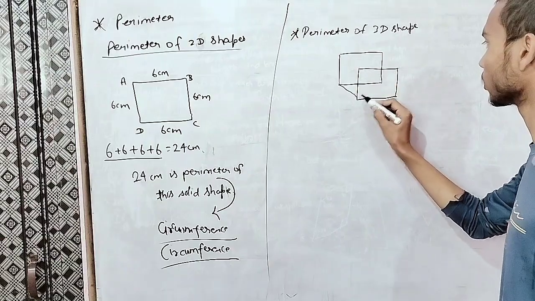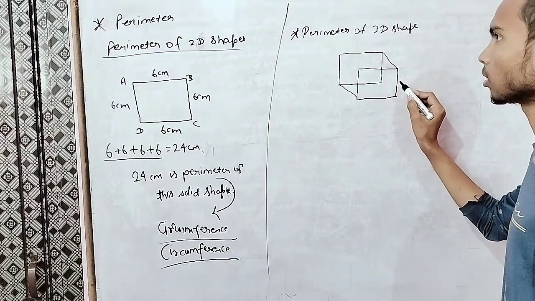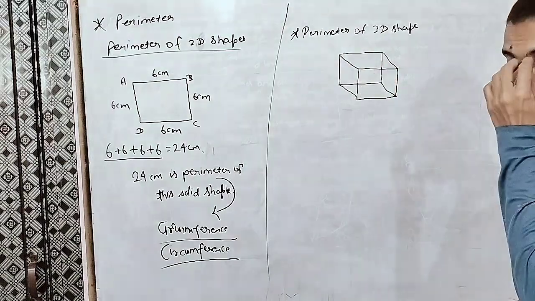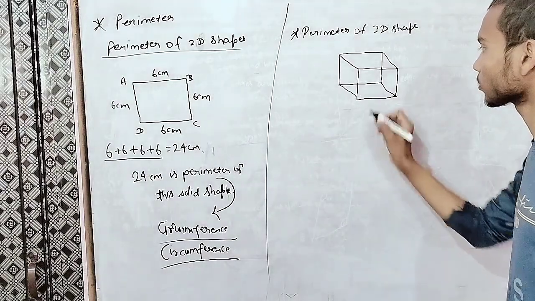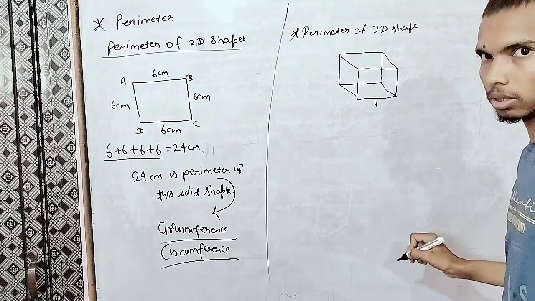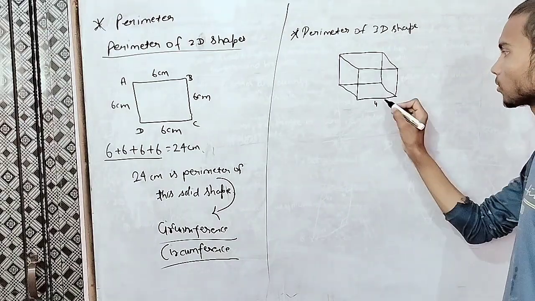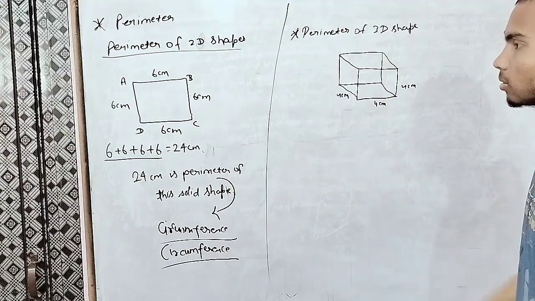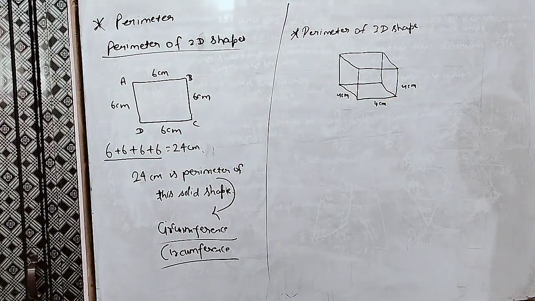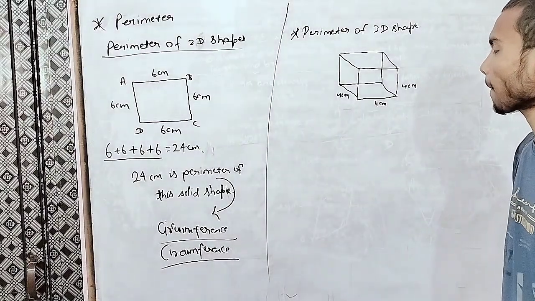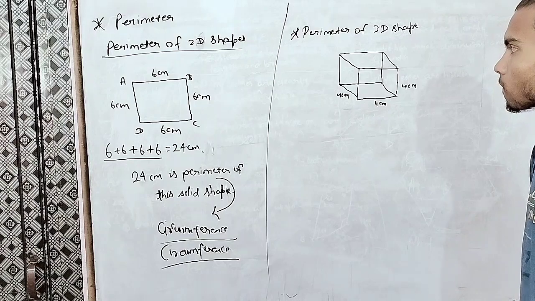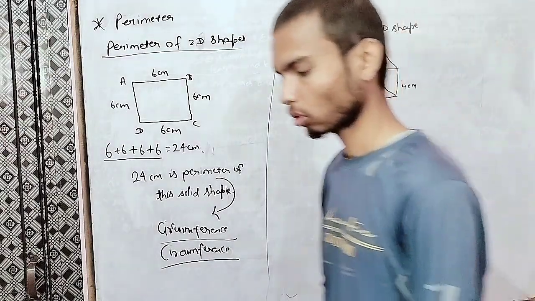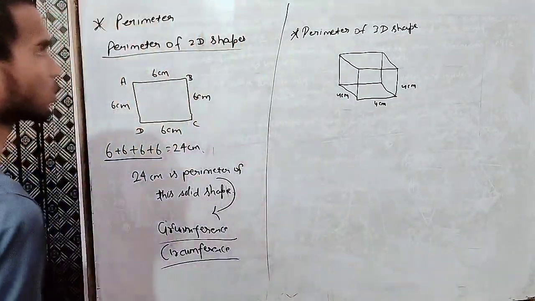We have a cube, whose edge lengths are equal, 4 centimeters. Now you can tell me the total length of the circumference of this 3D shape.